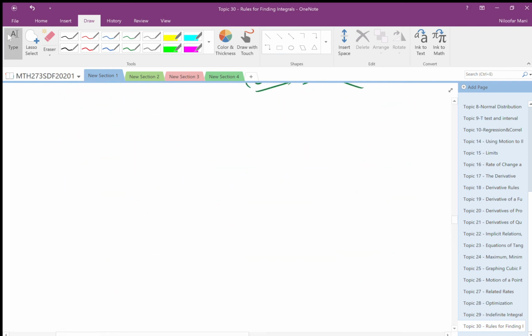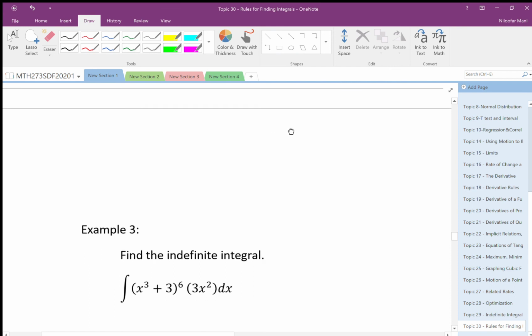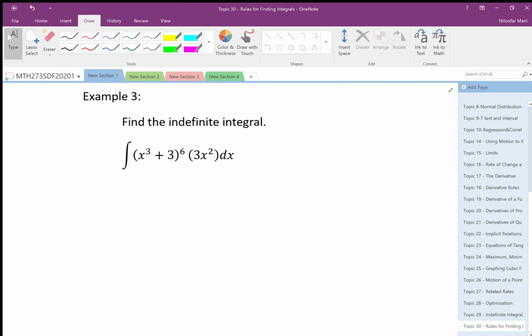That's good. So how about this one? Okay, so I look at here and I see, oh, I have something to the power 6. If I take everything as u, this is hard to find the derivative because I have to do 6 bracket power 5, then u prime. So I don't do that.